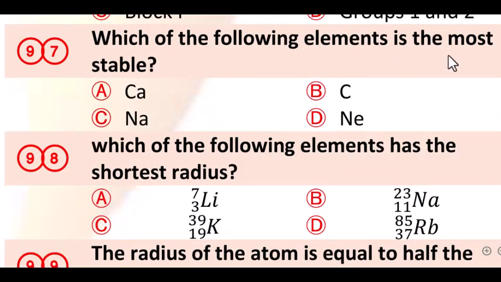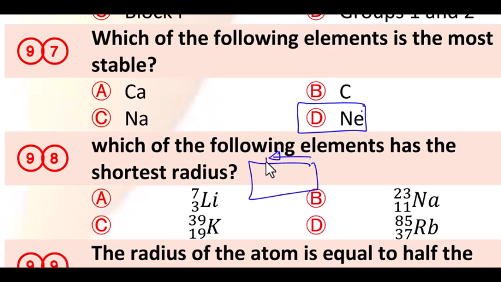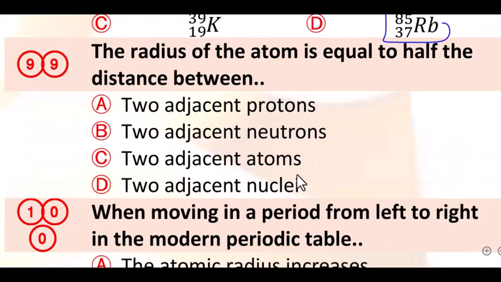Which of the following elements is the most stable? Inert gases are the most stable: helium, neon, argon, krypton, xenon, radon are the most stable elements, and they are all gases. Which of the following elements has the largest radius? The largest radius is to the left and down. Which one here is left and down? Rubidium. We find it here down. Rubidium and cesium have the largest radius of all elements. Which one is smallest? The smallest one is here, fluorine and chlorine.